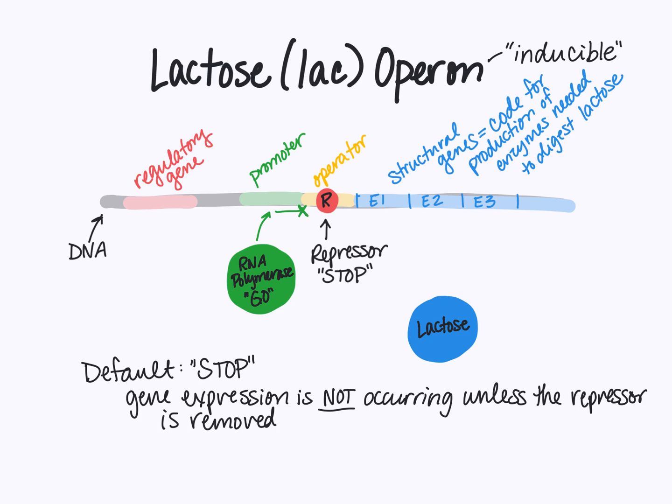Now, the thing that can remove the repressor is the presence of lactose. So if lactose is present, the lactose can bind to the repressor and it removes the repressor. So the repressor is going to leave the operator. And when it leaves the operator, the polymerase is now able to travel along the entire operon and transcribe the structural genes that are further down on the operon.